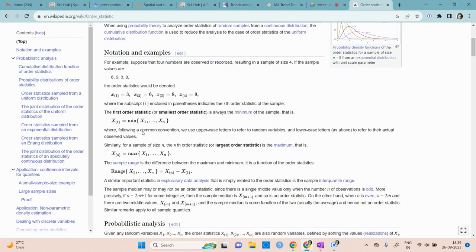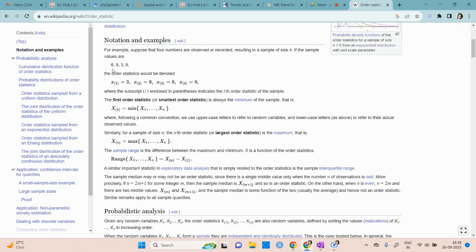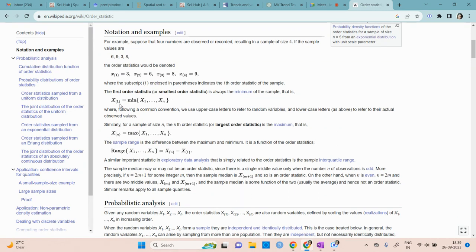Okay, so I'm just going to teach this with examples. Let's say you have some sample discrete values: 6, 9, 3, 8. What we do is arrange them, so it will be 3, 6, 8, 9. So X(1) is the first order statistic, or smallest order statistic. This one is the minimum of the sample X1 to Xn.